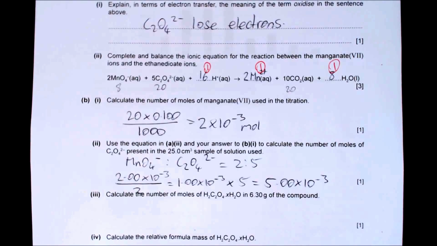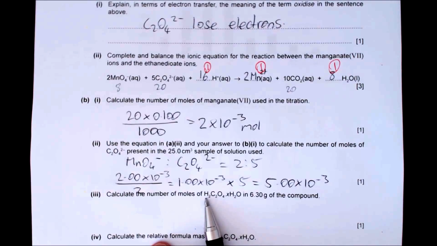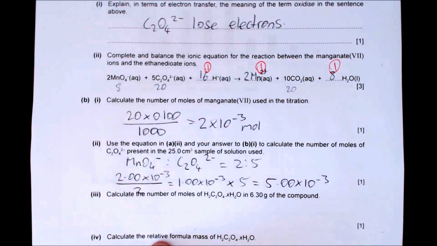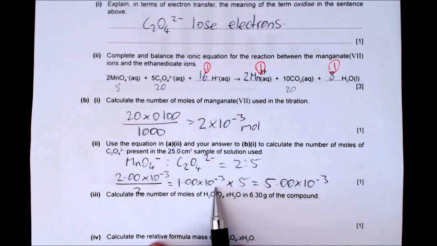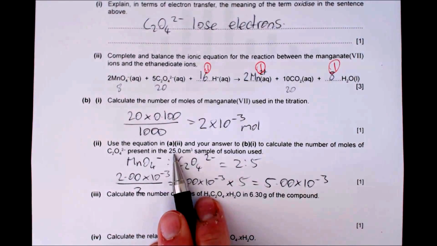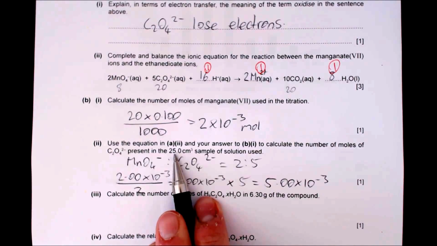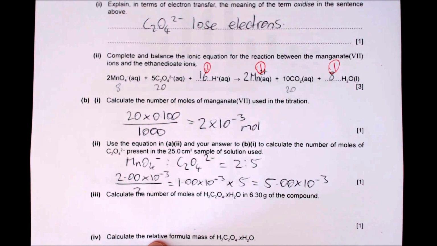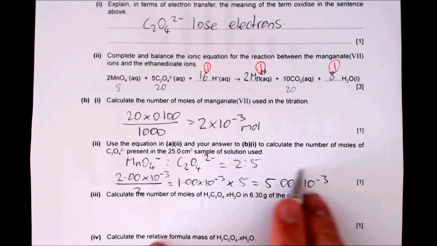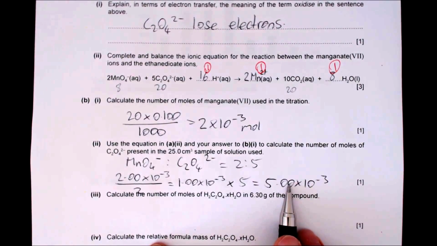Okay, and then on to the next one. So it's calculate the number of moles of this salt here, this is your hydrated ethanedioic acid, in 6.3 grams of the compound. Right, so remember this number here is the number of moles in 25 cm³ of solution. But right at the start, it said that the original solution was 250 cm³. So this is the number of moles in 25 cm³, so we times this number by 10 to get it to 250 cm³, because 25 times 10 is 250.